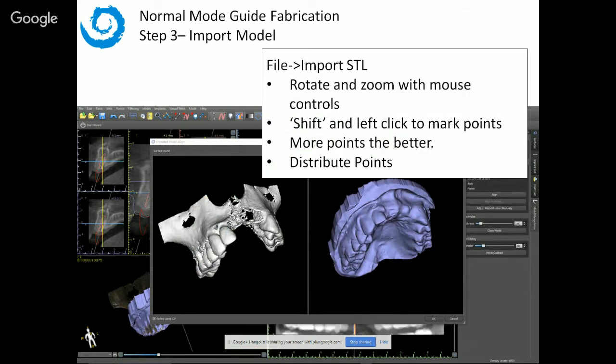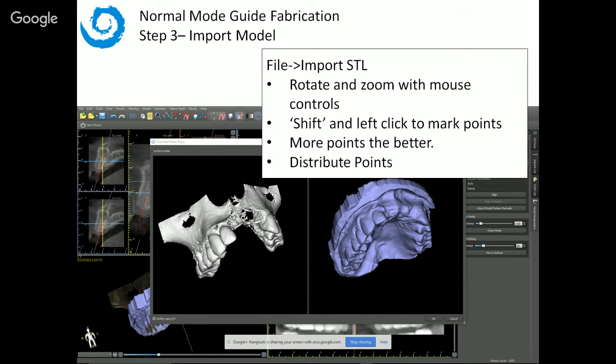Then you're going to go ahead and go to File, Import STL. It's going to show you the STL of the model, the STL of the patient. You can use your normal mouse controls to rotate and zoom. When you want to mark a point, you press Shift and left click. It doesn't matter the order you place them in. It doesn't matter if you do one on the left, one on the right.